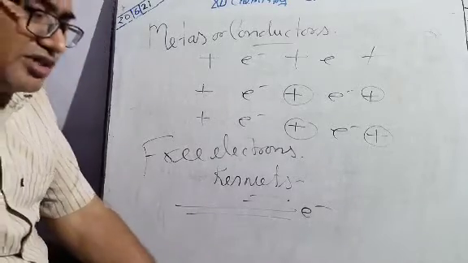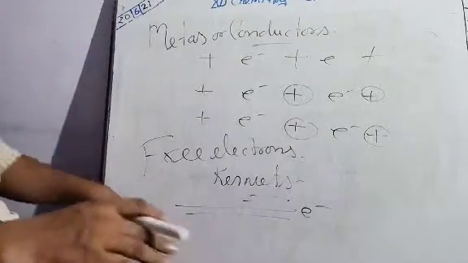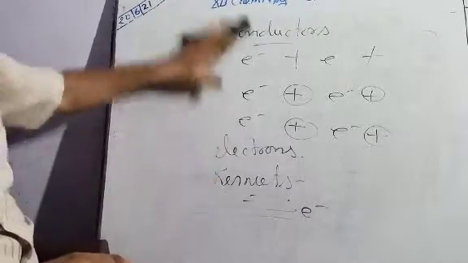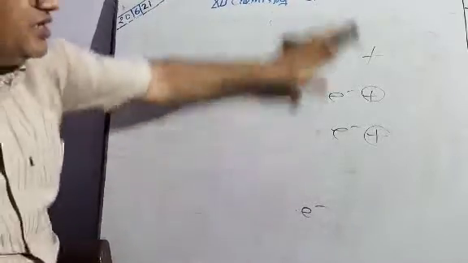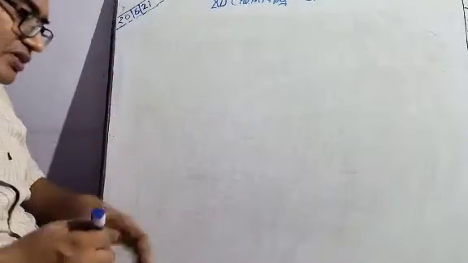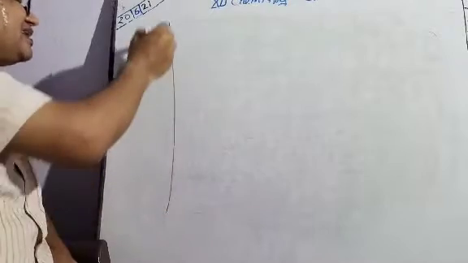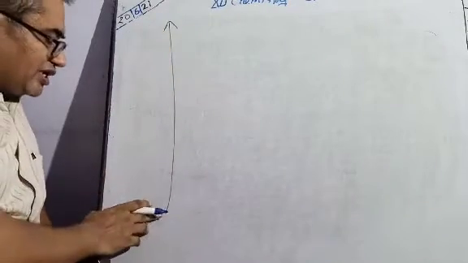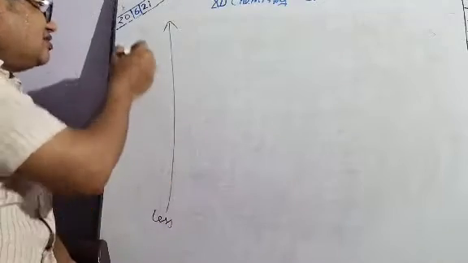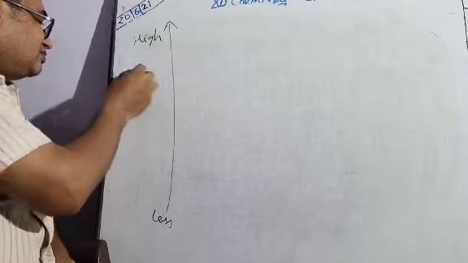According to molecular orbital theory or band theory, it is found that two types of bands are present. These are not bonds, these are bands. So I am going to represent one band like this, this is the energy. Everyone knows that there is a lesser energy and a high energy.